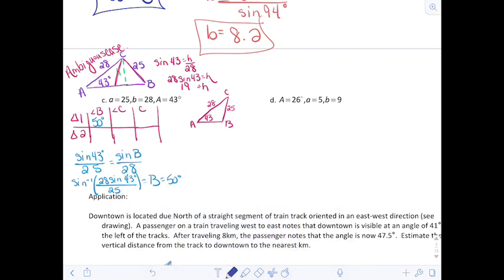Then to find angle C, all I need to do is some simple geometry. 180 minus the sum of 43 and 50. So that's 180 minus 93. So we have a measurement of 87 degrees.